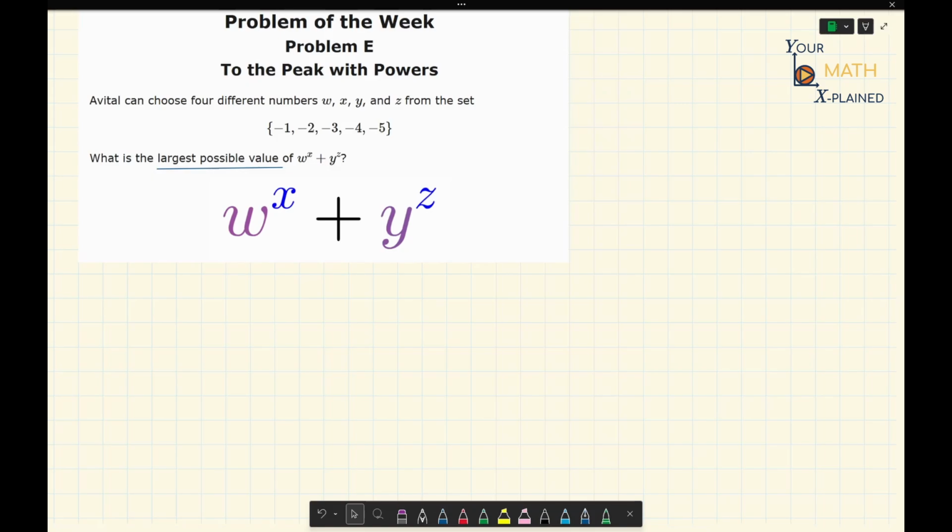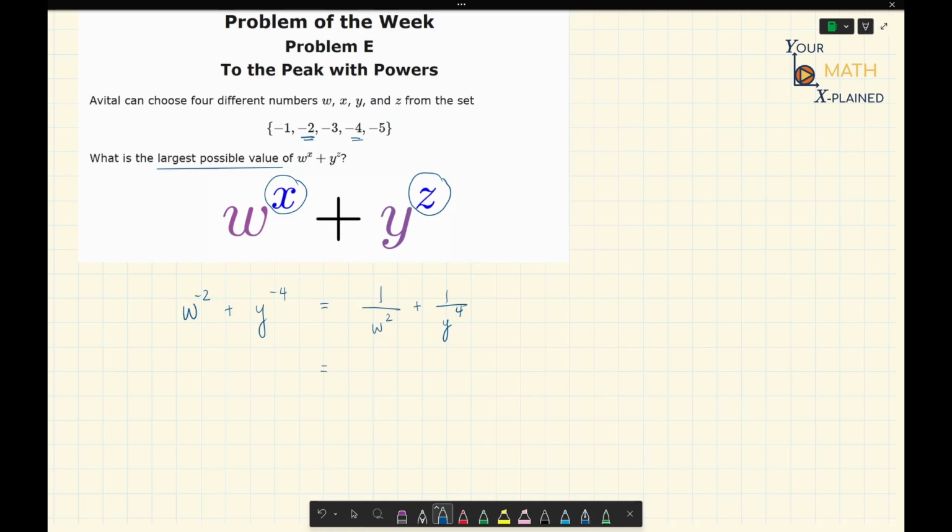Well, if I can only choose negative numbers, the first thing that comes to mind is that exponents, when they are even, will create positive numbers. So right away, I'm drawn to having -2 and -4 in the exponent positions. So I will write down w to the -2 plus y to the -4. And using our exponent laws, that tells us this is the same as 1 over w squared plus 1 over y to the power of 4. So we see that they will end up being positive numbers.